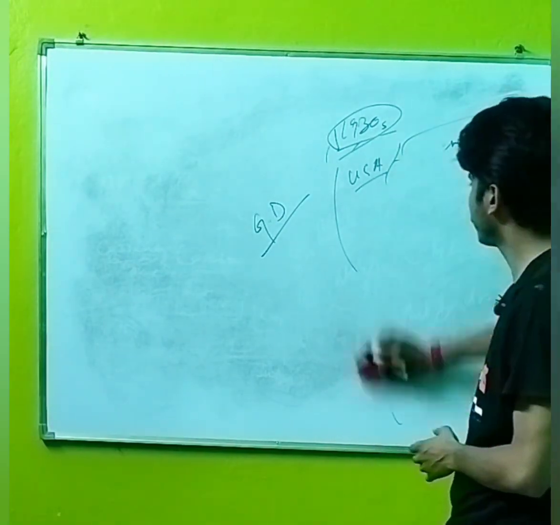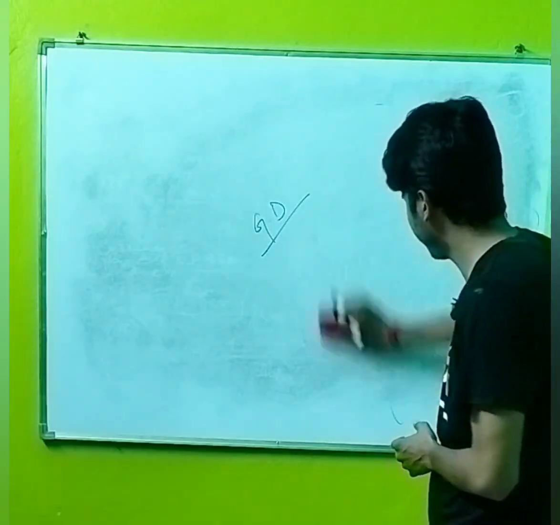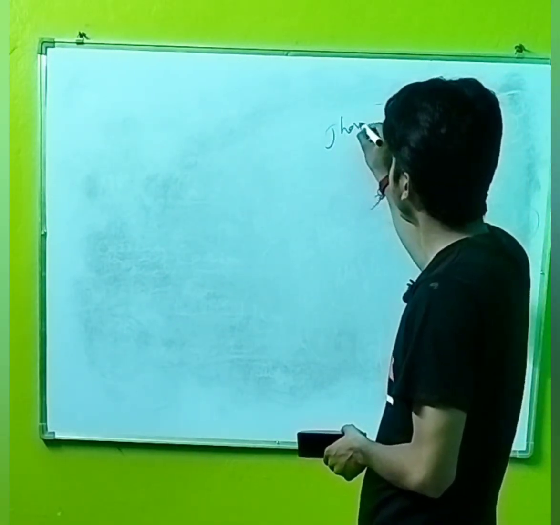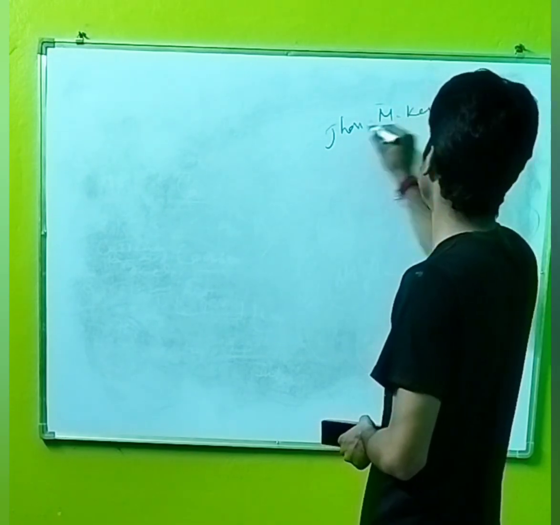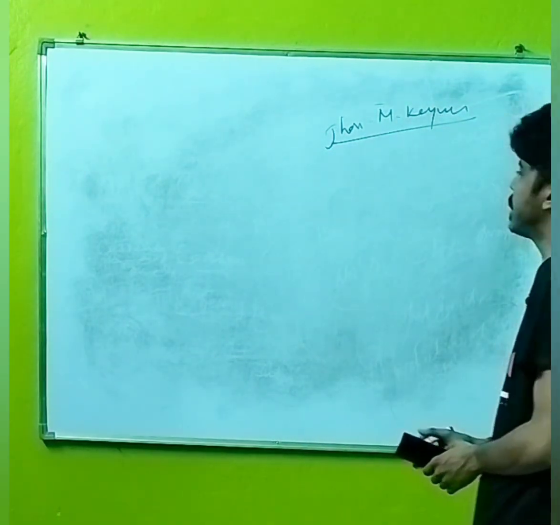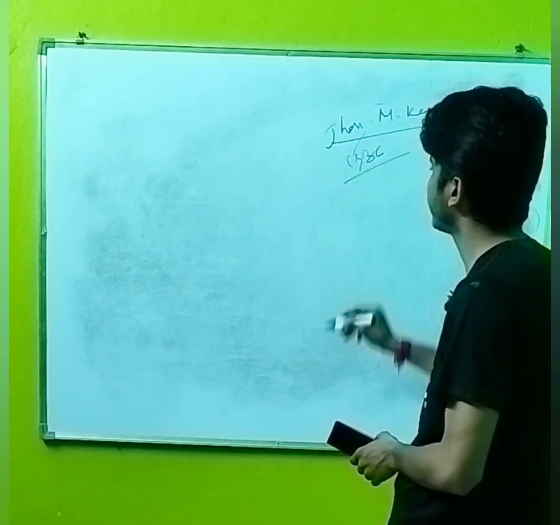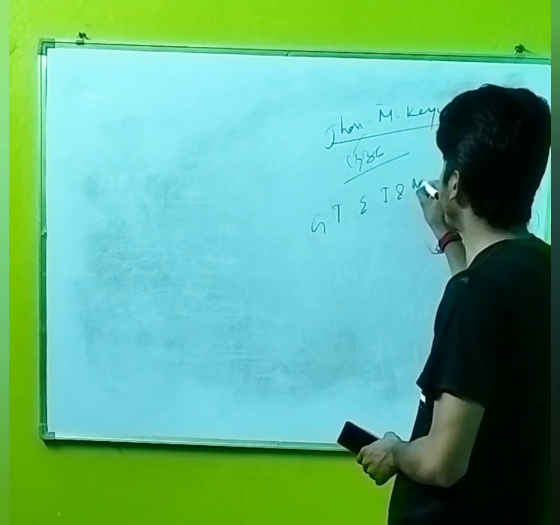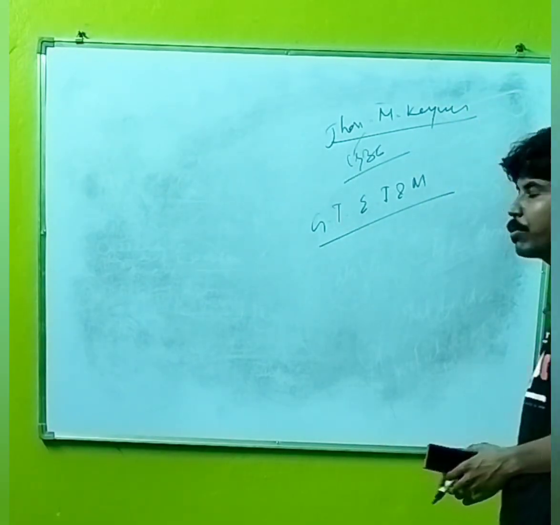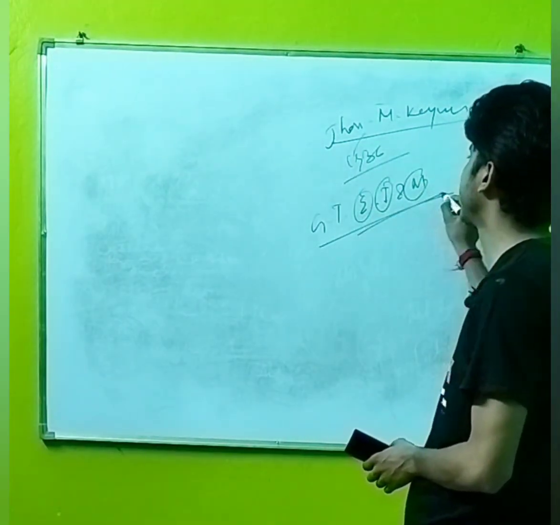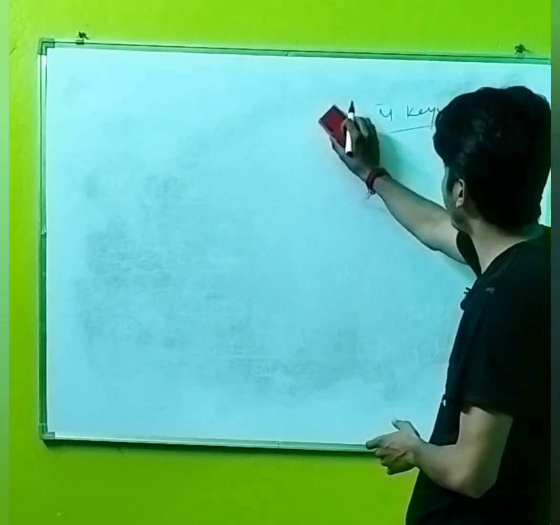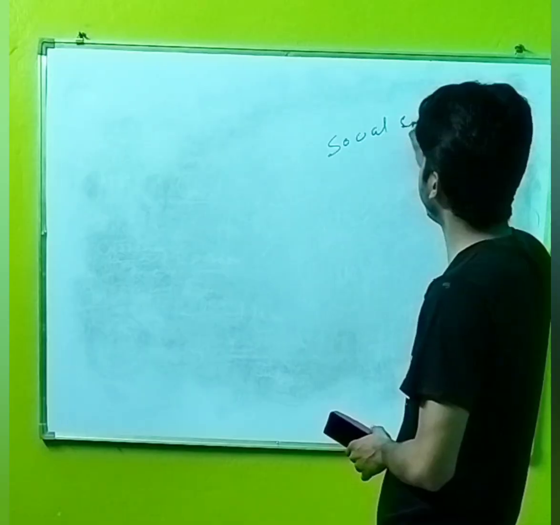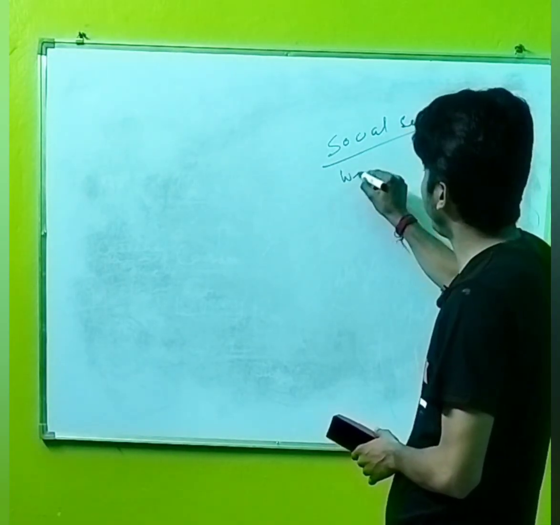Now to recover those nations, Western nations mainly, a famous economist, John M. Keynes, put forward an idea through his book in 1936. That is the General Theory of Employment, Interest, and Money. He put forward the idea of social sector and welfare state.